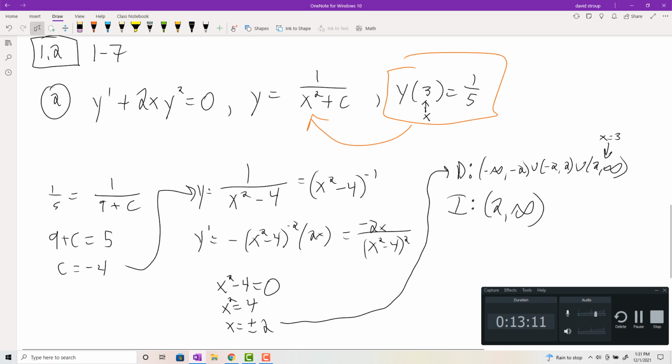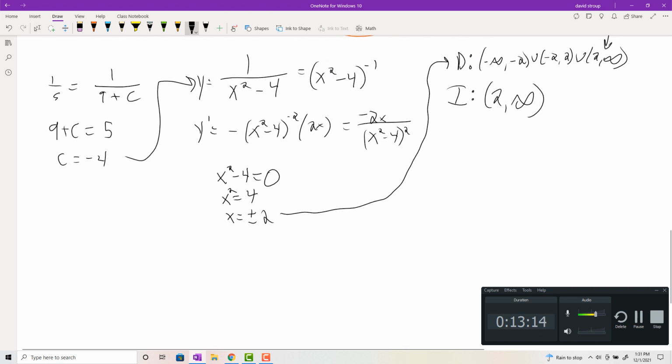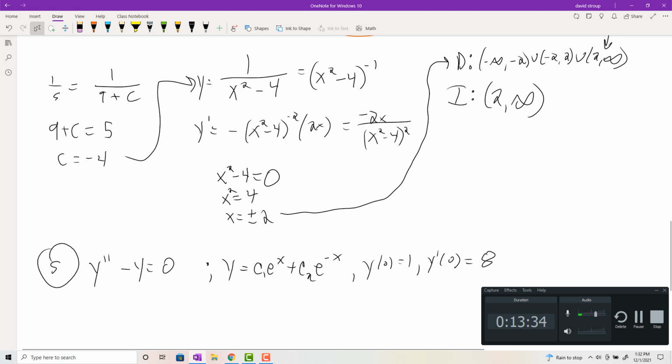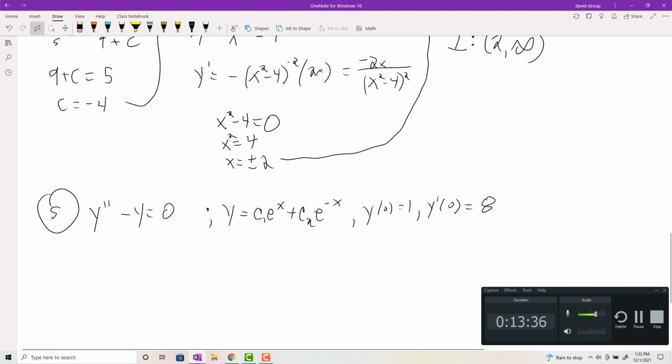Okay. Let's look at another one, number 5. So I have y double prime minus y equals 0. The general solution is c1 e to the x plus c2 e to the -x. y of 0 is 1, and then y prime of 0 is 8. The order is 2, so I need to make sure that my derivatives up to the second derivative are nicely behaved with regards to continuity.